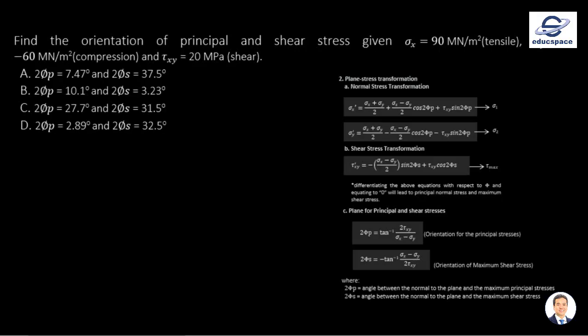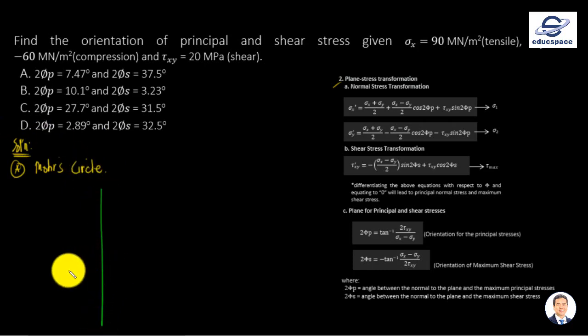Alright, problem number 6. Find the orientation of principal and shear stress given the stress element at the x-axis equal to 90 meganewton per meter squared, that is tensile stress, and the y direction or vertical axis equal to negative 60 meganewton per meter squared, that is compression, and the shear stress is equivalent to 20 megapascal. For this problem, I will try to show different kinds of formula in order to solve it. I'll use the Mohr circle as well as this equation. Earlier, in our previous problems, I used the Mohr circle, so the same here. Let me try the Mohr circle first.